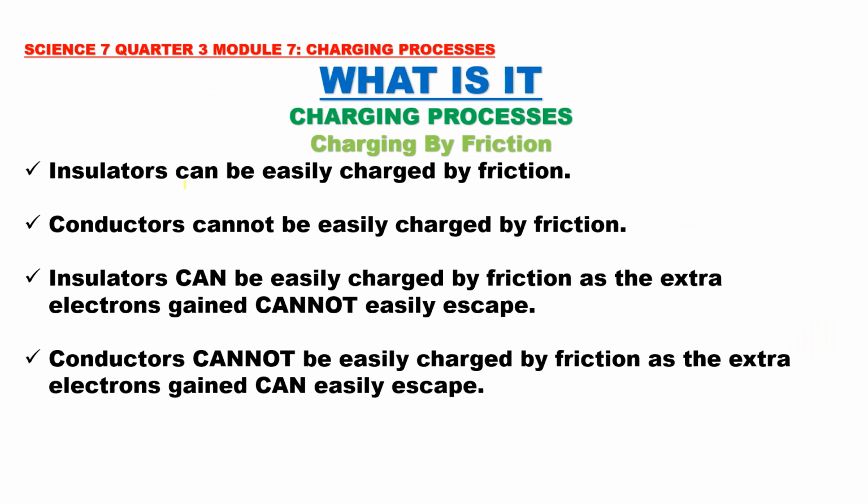Insulators can be easily charged by friction. Conductors cannot be easily charged by friction. So the next question would be why? So insulators such as tissue paper and plastic can be easily charged by friction as the extra electrons gained cannot easily escape. In conductors, it cannot be easily charged by friction as the extra electrons gained can easily escape.